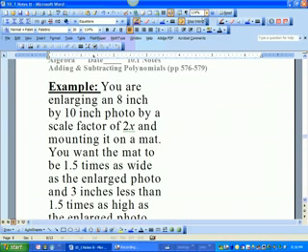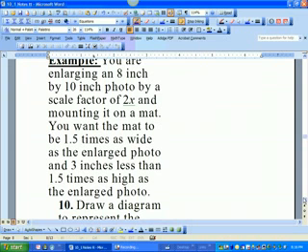Now let's take a look at number 10. We got a couple different things going on in number 10. It says you're enlarging an 8-inch by 10-inch photo by a scale factor of 2x and mounting it on a mat. We talked about the mat when we did it before. You want the mat to be 1.5 times as wide as the enlarged photo and 3 inches less than 1.5 times as high as the enlarged photo.